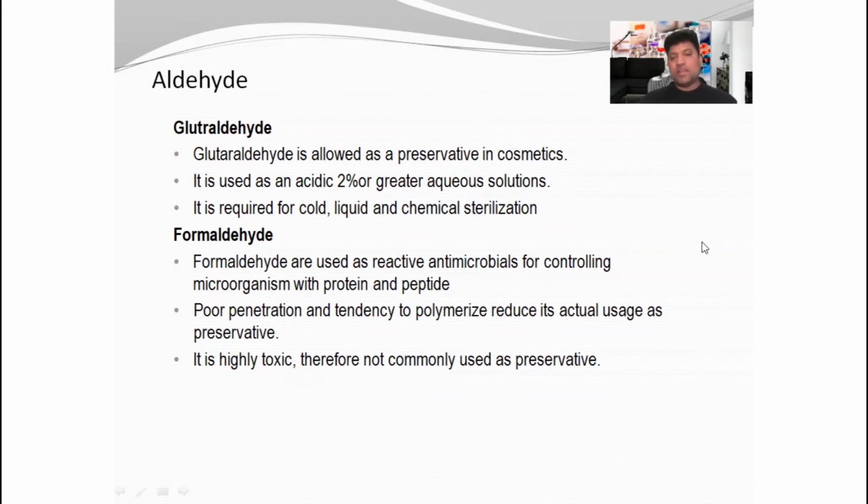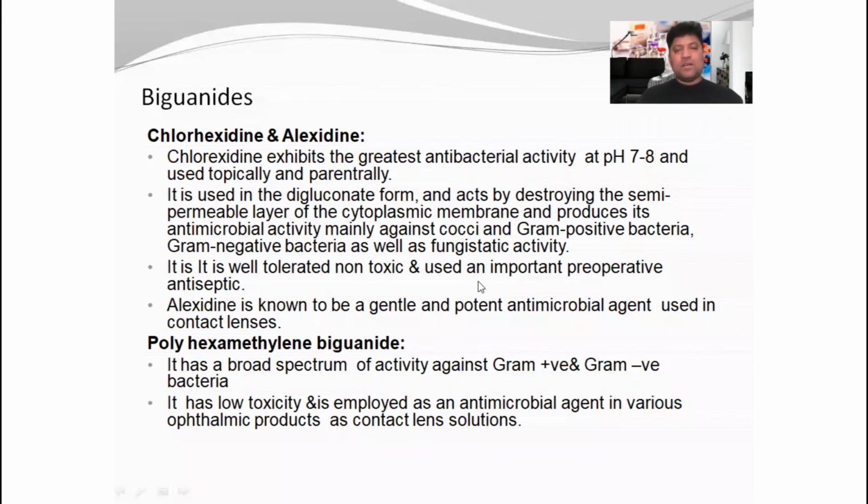Formaldehyde is used as a reactive antimicrobial for controlling microorganisms with protein and peptide. Poor penetration and tendency to polymerization reduce the actual usage as a preservative. It is highly toxic, therefore not commonly used as a preservative. Next class of preservative is biguanide. Biguanides have two subcategories, chlorhexidine and alexidine.